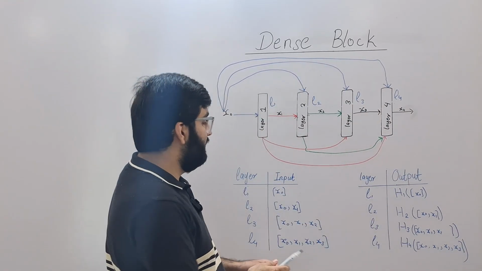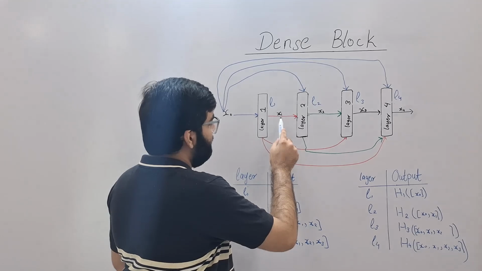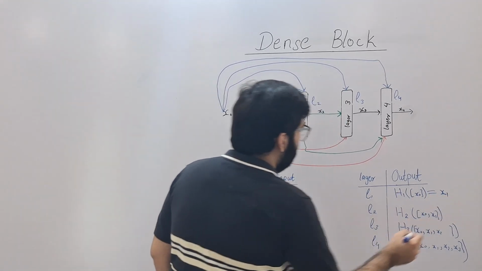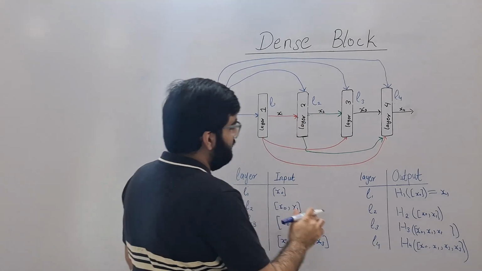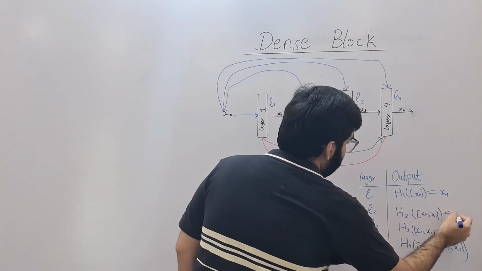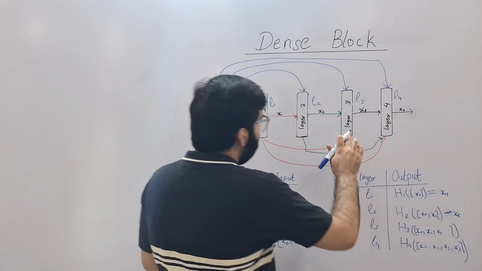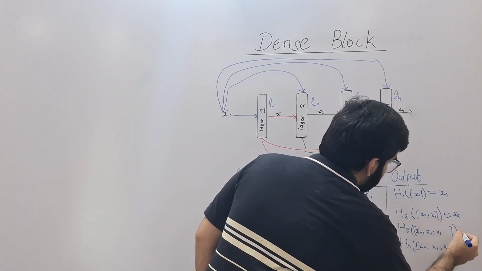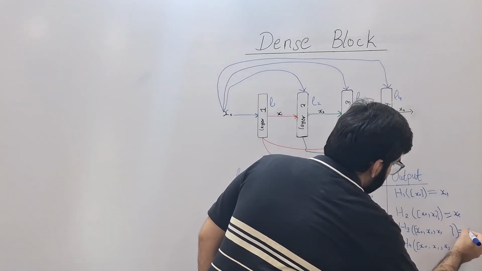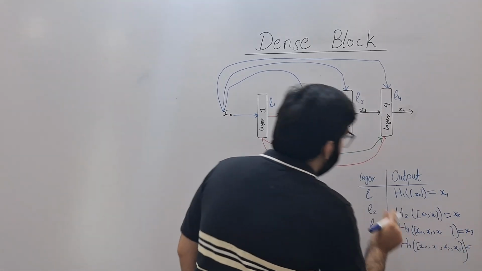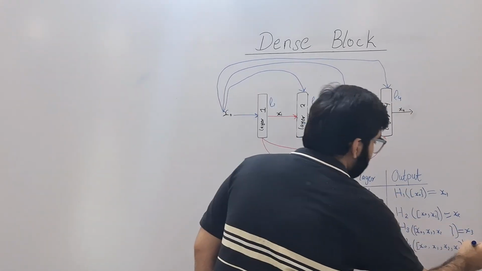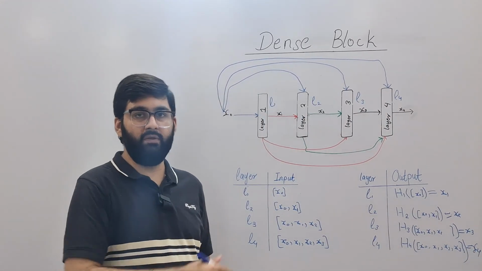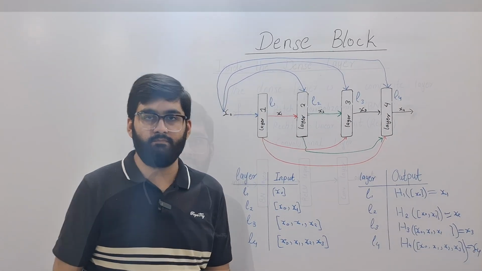Now if we focus, the output of layer 1 is x1, so this equals x1. The output of layer 2 is x2, so this equals x2. The output of layer 3 is x3, this is the equality, and that equals x3. And the output of L4 is x4, so this equals x4. So this was a basic dense block with 4 layers.